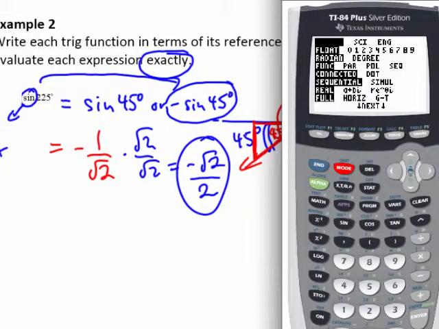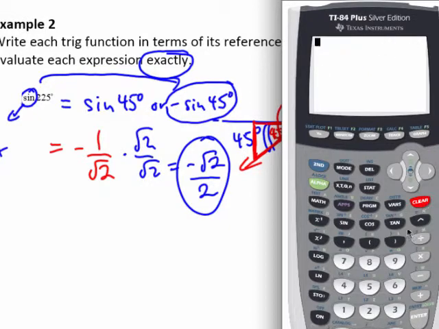Now I imagine some of you are thinking, why can't I use my calculator to get this? Let's just go to the calculator. First of all, in your mode button, be sure that your third line down is set to degree mode, because we're measuring our angles in degrees. And so let's type in here sine of 225. We're expecting to get a negative value because we're in quadrant 3.